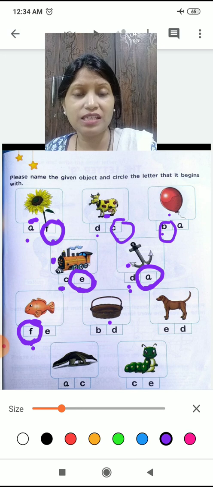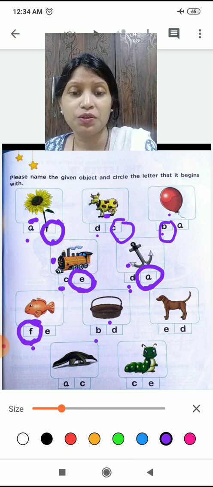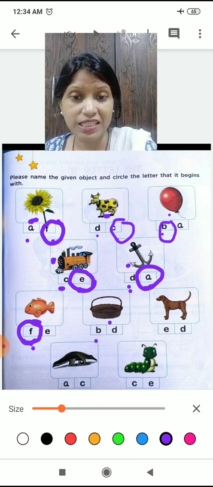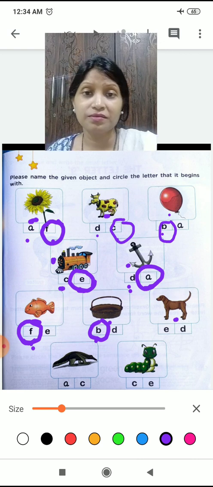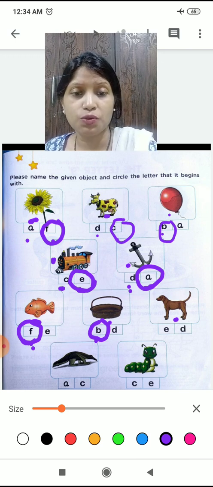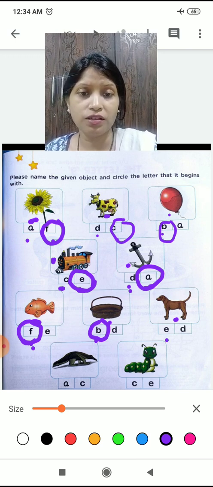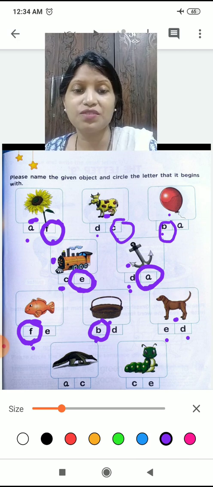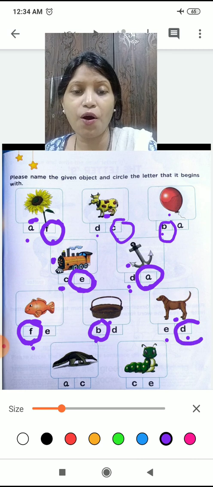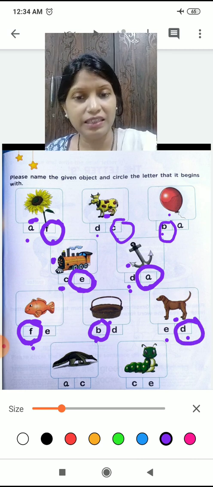Okay. Now what is this? Basket. So B is for basket. Yes, B is for basket. Okay. So we have to circle it. What is this, children? Dog. So E is for dog. No. D is for dog. So we have to circle D.